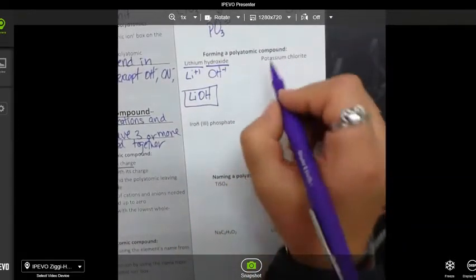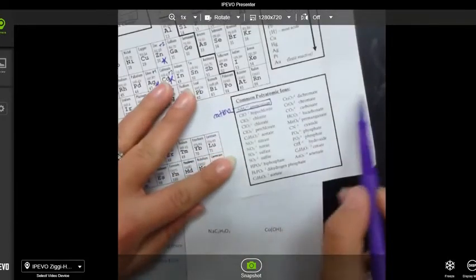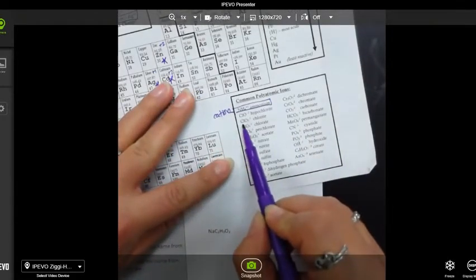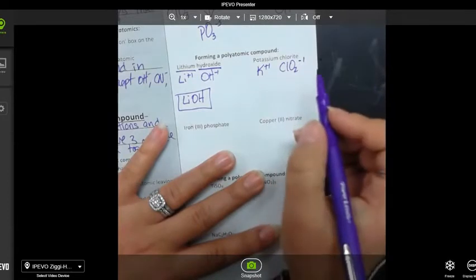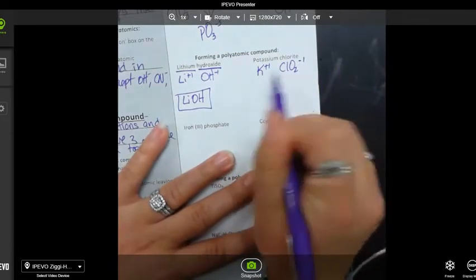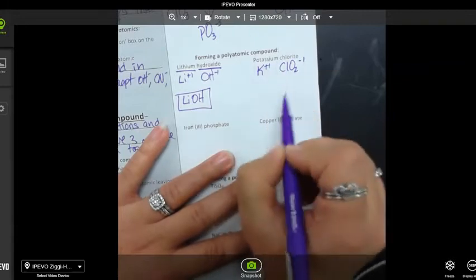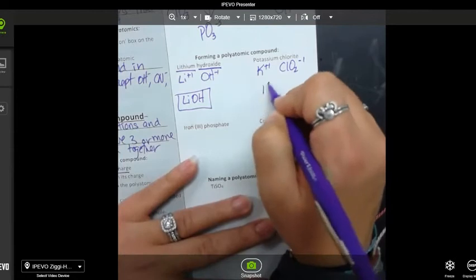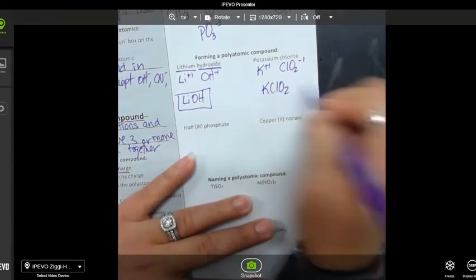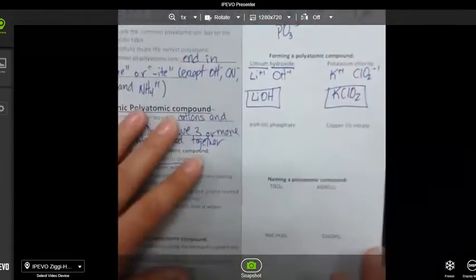We have potassium. Potassium is K plus 1. Now we need to look for chlorite. Chlorite is here. Chlorite is ClO2 minus 1. So I'm going to write ClO2 minus 1. All right, so these two, I have plus 1, minus 1. So what do I need to do to put these together? Well, they cancel. So again, like we've been doing the last couple of days, I'm going to write K, ClO2. There we go. That's all I have to do. Put them together.